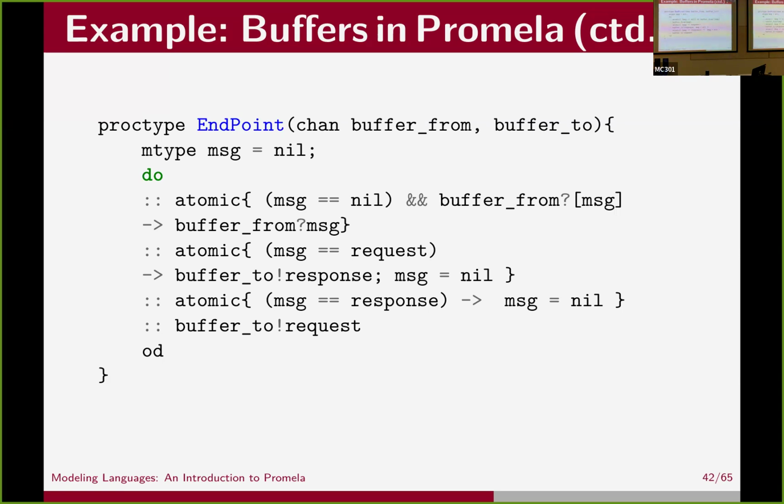So what you can do is use this atomic keyword to say, well, all of this has to happen at once. And so now the guard says, can I execute the entire thing? If I cannot execute the entire thing, then I cannot execute this arm of the do.